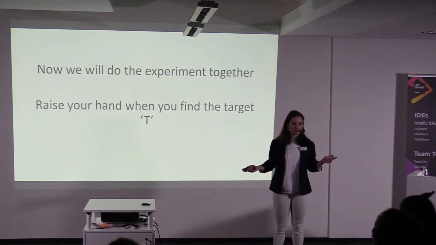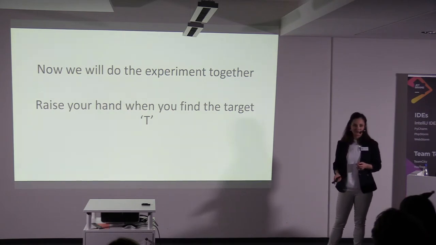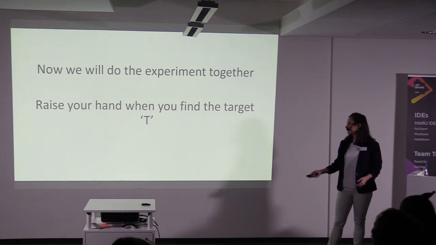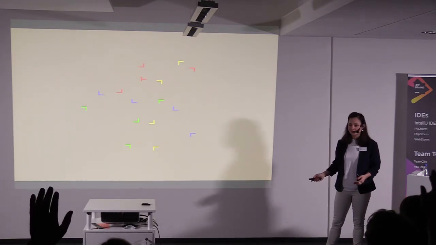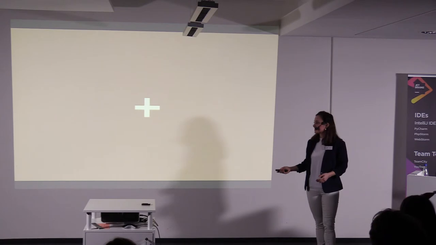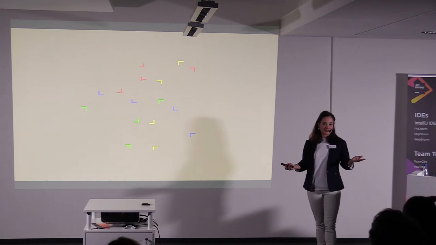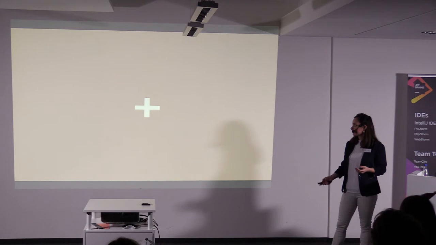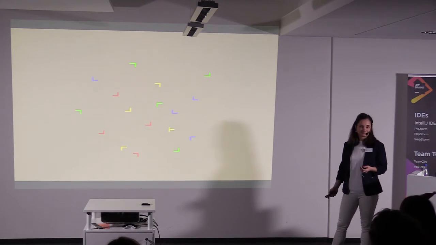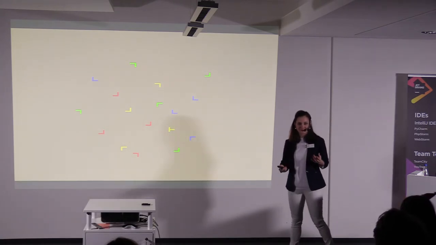Let's do the task together, shall we? So raise your hand when you find the target T, okay? You haven't found it yet, come on. Now, fixate on the fixation cross and find the T as fast as possible. Awesome. Now fixate again and find the T again. Awesome reaction times. Now, this is a repeated context. Your reaction times were faster. Find the T again. So this is a non-repeated, new context for you, right? You haven't seen this before.